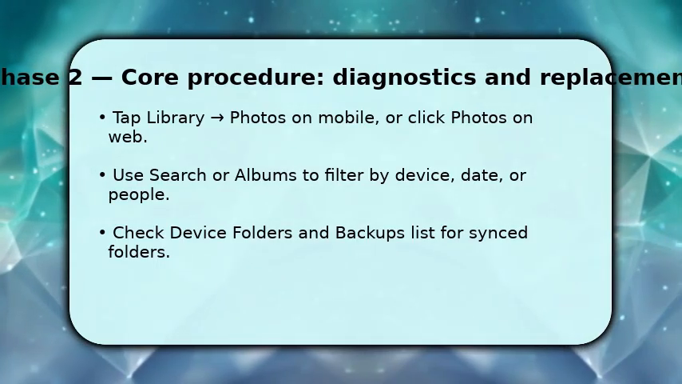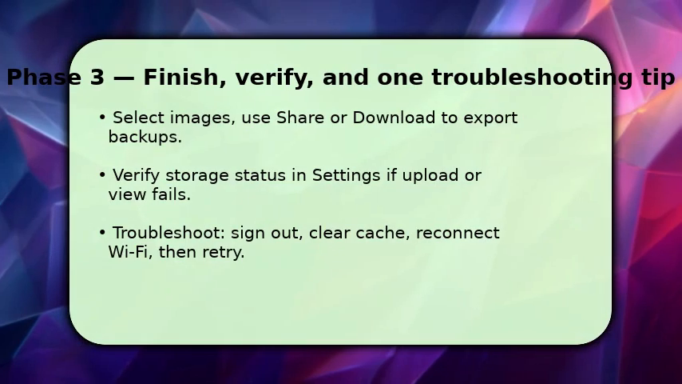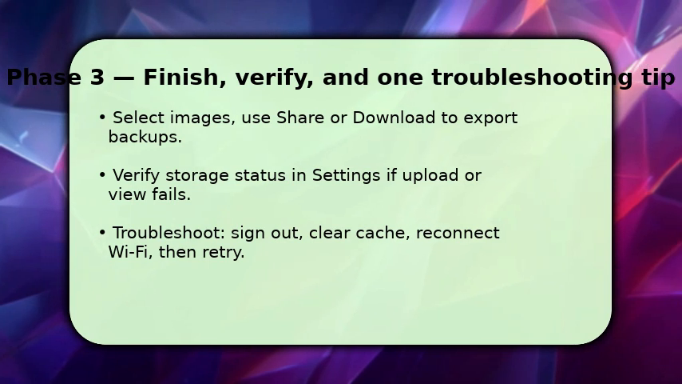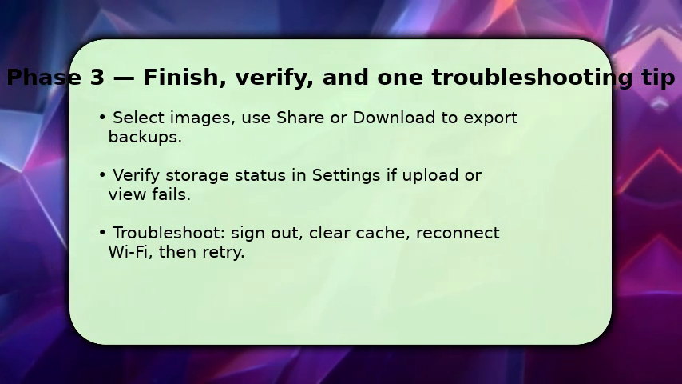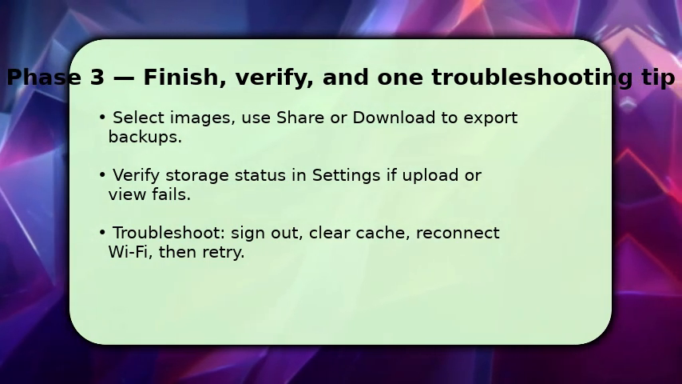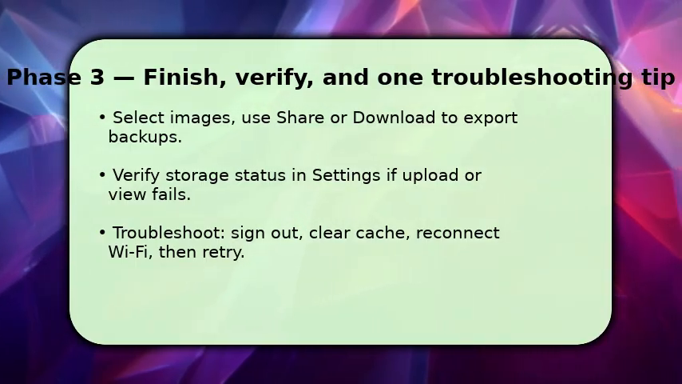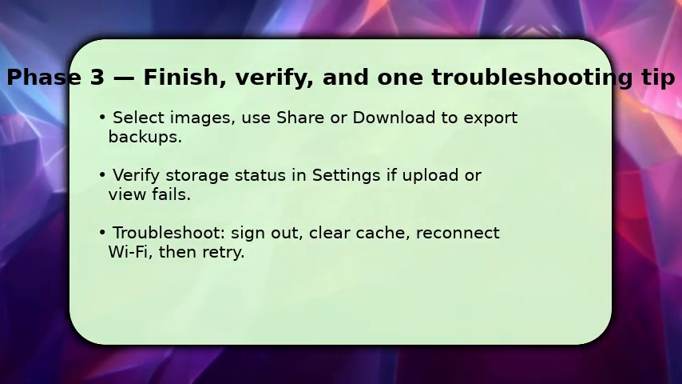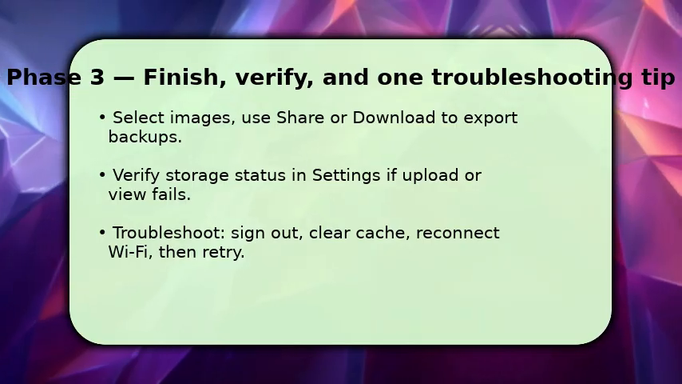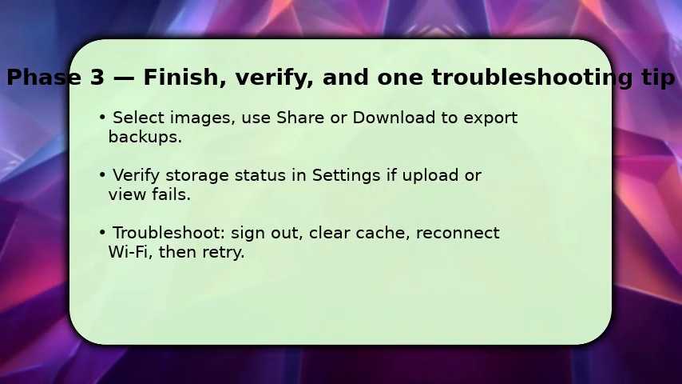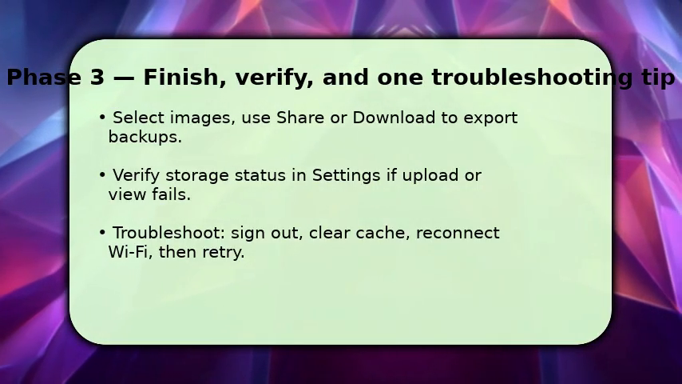Finish by selecting backed up images and choosing Share or Download to save copies. On web, use Shift or Control to multi-select quickly. Make sure you have enough Google storage and check settings, then backup and sync, for last successful sync time. That tells you if anything's missing. If photos don't appear, sign out and back in, clear the app cache, or reconnect to a stable Wi-Fi, then force a sync. That single troubleshooting tip.